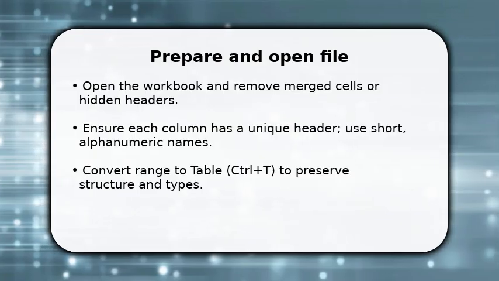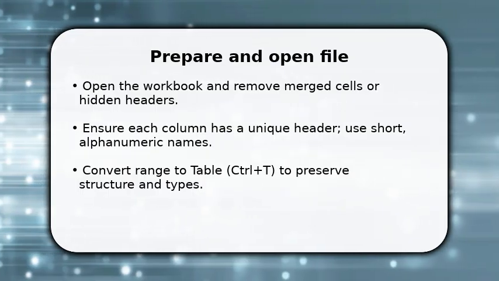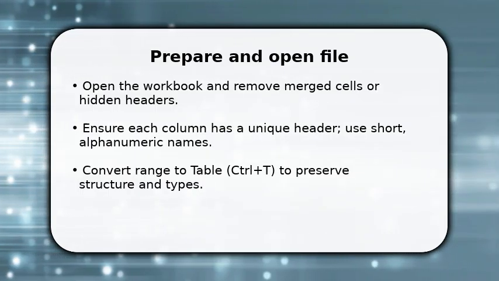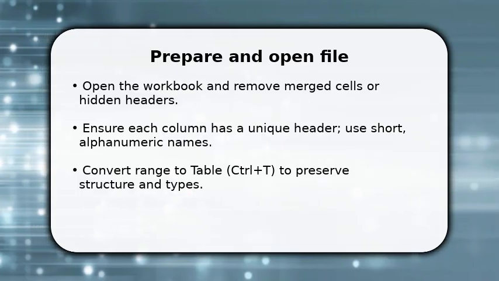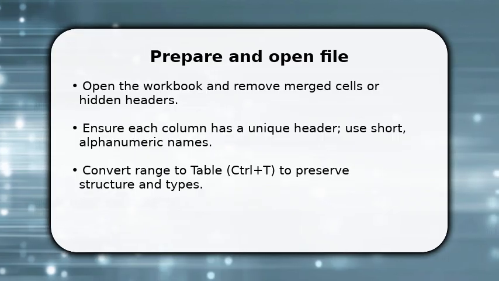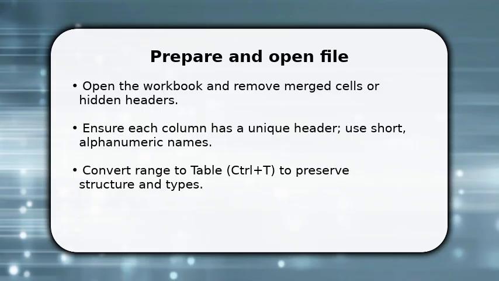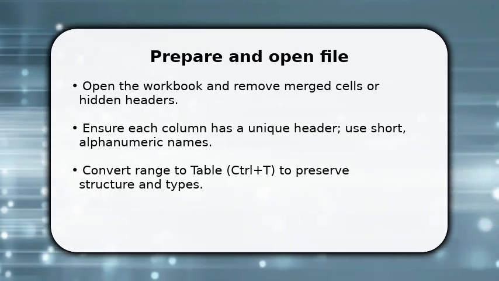You already have the file open, so start by scanning headers and data types now. Make sure headers are unique and concise because JSON keys map directly to them. Once done, remove merged cells and blank rows to avoid null keys. Convert the data range to an Excel table so rows behave consistently and types persist.